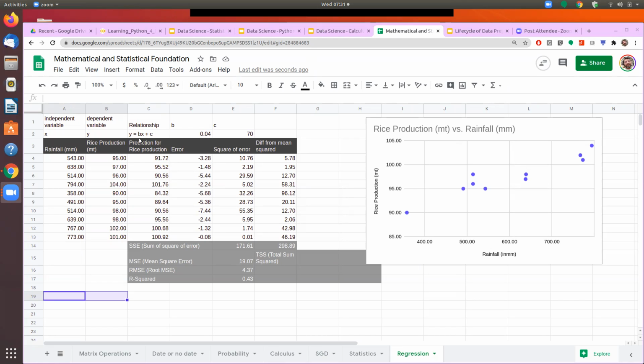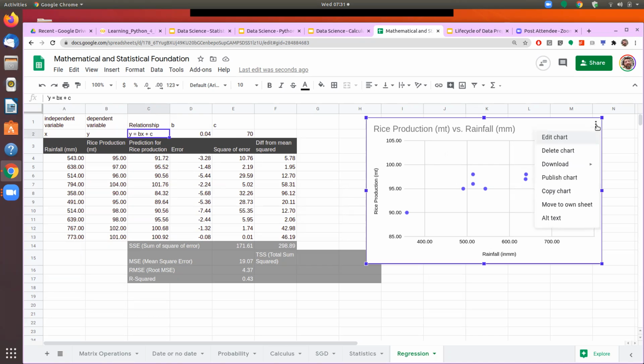Now if you see, y is equal to bx plus c, it becomes the equation for a straight line. A straight line will be denoted by y = bx + c. Here c is the constant, so it means that when x is 0, y would be 70. So let's try to just plot it manually on the graph.